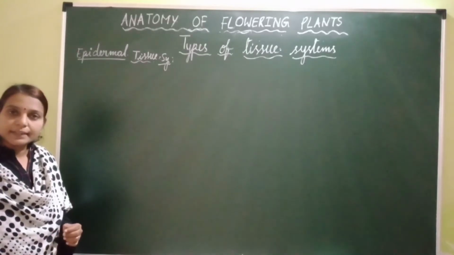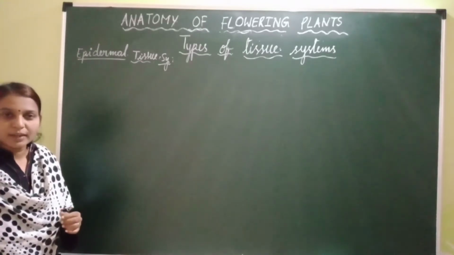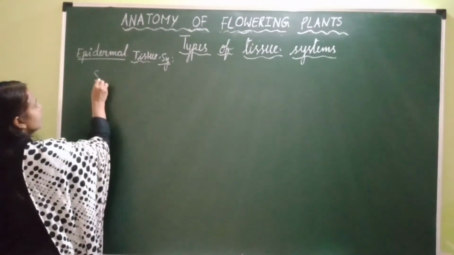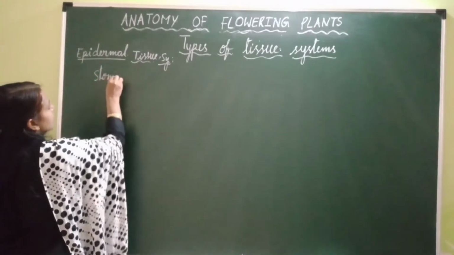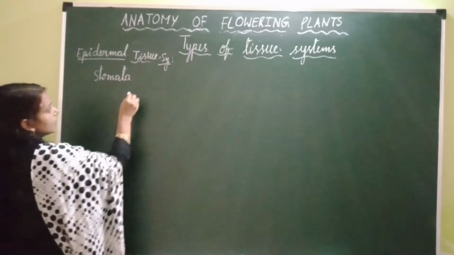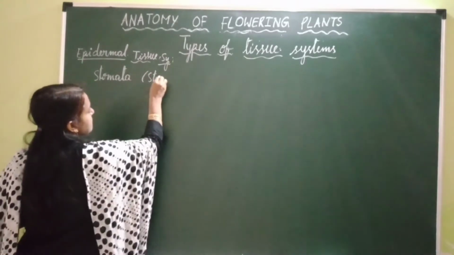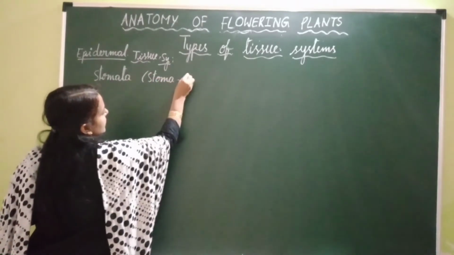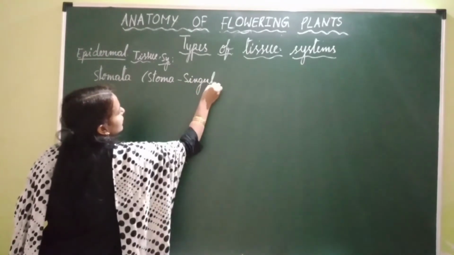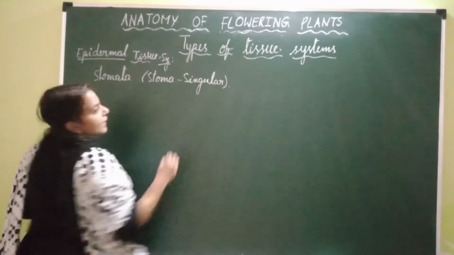So now let's study the structure of pores, that is stomata, present in epidermis. So epidermis consists of stomata in it. They are nothing but pores present in epidermis. Plural is stomata and singular is stoma. And these stomata are present in the epidermis of aerial parts of the plant.